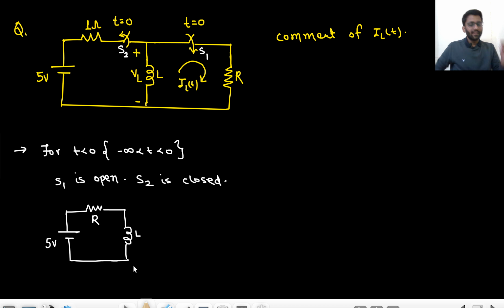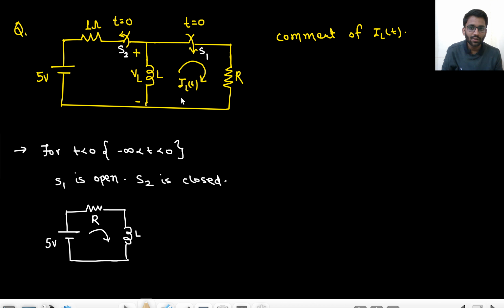In case of capacitor, we were interested in capacitor voltage. Why so? Because a capacitor has the property of storing its voltage. The voltage across the capacitor doesn't change instantaneously. In case of inductor, we will be interested in the current.